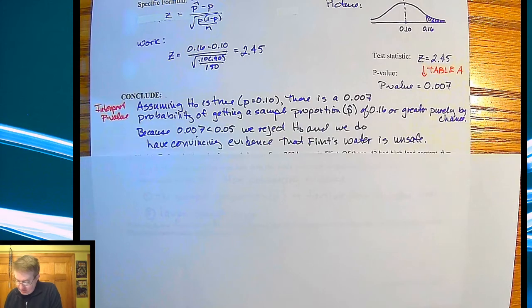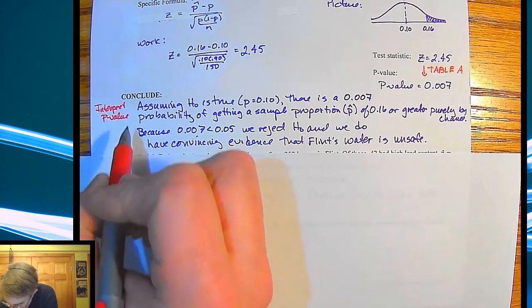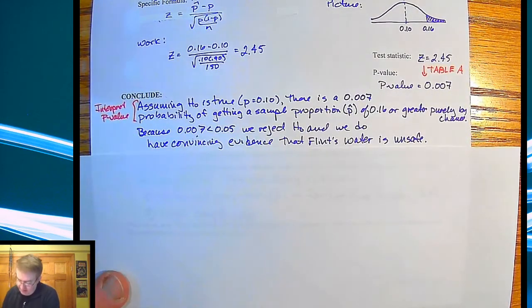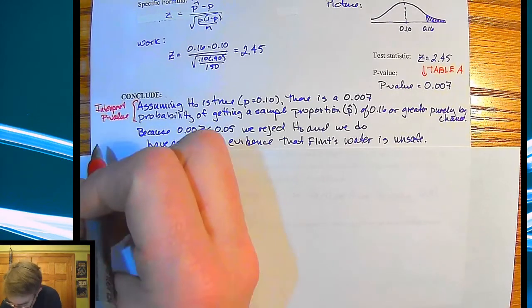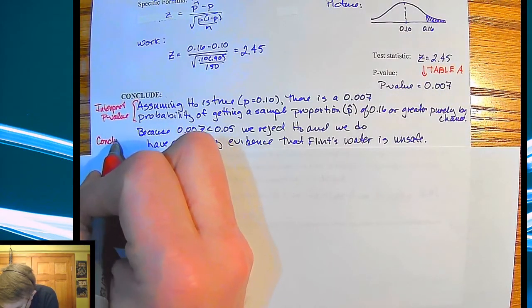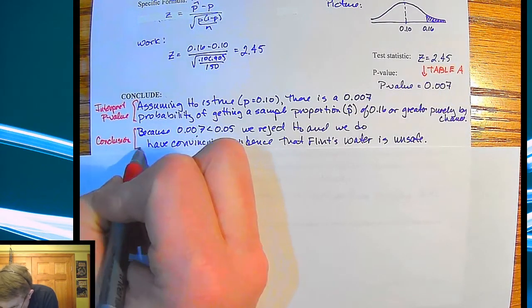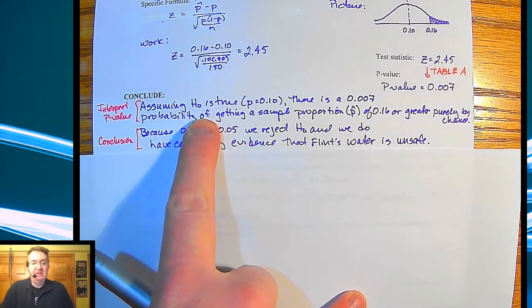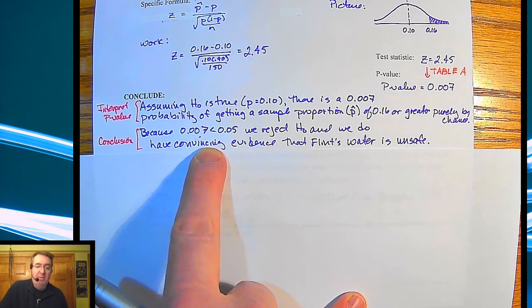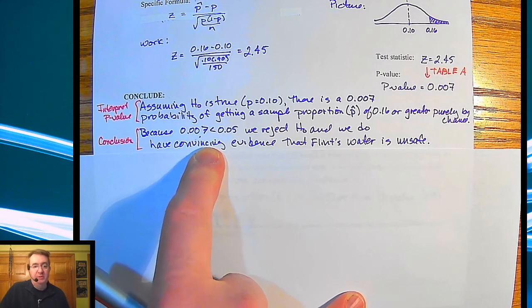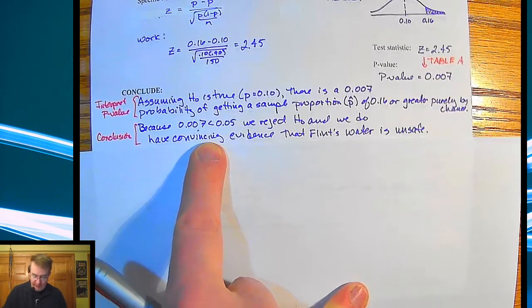So then the conclusion is going to be over here: because 0.007 is less than 0.05, we reject the null hypothesis, and we do have convincing evidence that Flint's water is unsafe. So again, here is my conclusion. You have to set up and explain why it's significant, and then wrap it all up so people don't have to worry about doing it for themselves. Okay?